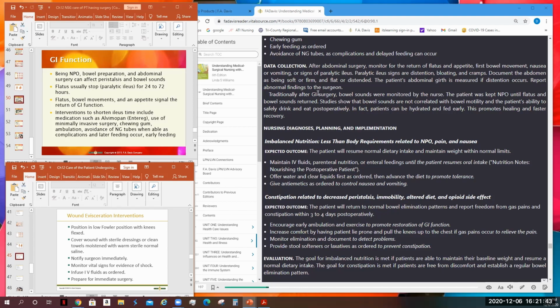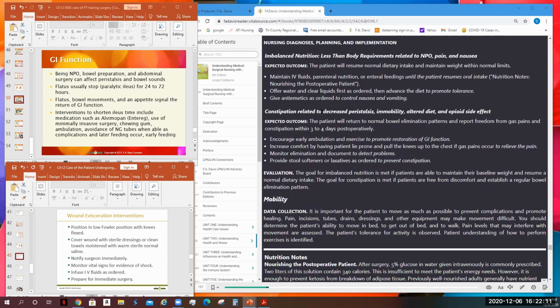Traditionally, after GI surgery, bowel sounds were monitored by the nurse. The patient was kept NPO until flatus and bowel sounds returned. Studies show that bowel sounds are not correlated with bowel motility and the patient's ability to safely drink and eat post-operatively. In fact, patients can be hydrated and fed early. This promotes healing and faster recovery.